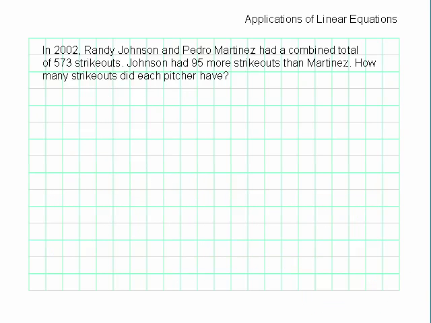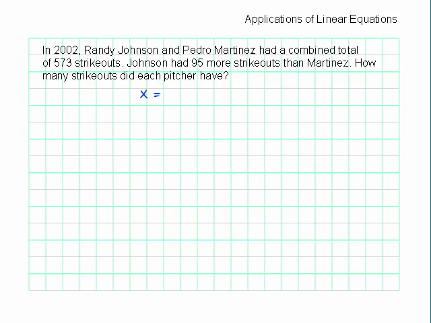In 2002, Randy Johnson and Pedro Martinez had a combined total of 573 strikeouts. Johnson had 95 more strikeouts than Martinez. How many strikeouts did each pitcher have? Let's define our variables. It says that Johnson had 95 more strikeouts than Martinez.